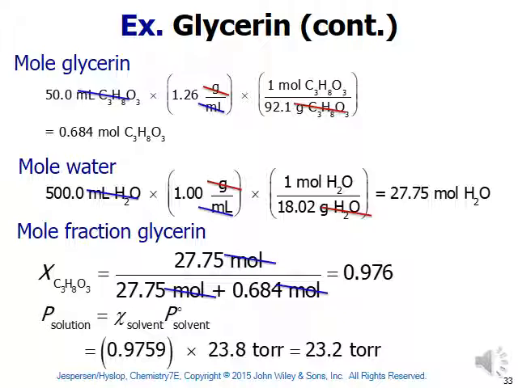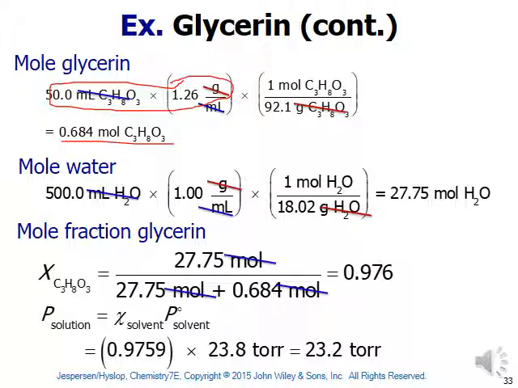Okay, and then so this figures out how many grams. So this operation here figures out how many grams of glycerin you have, and then you figure out moles. You divide by the molar mass, and so this is how many moles of glycerin you have.